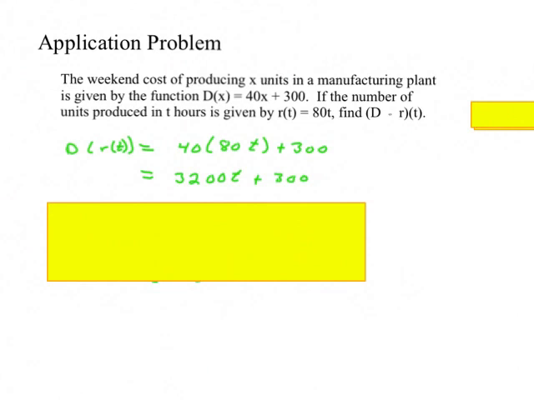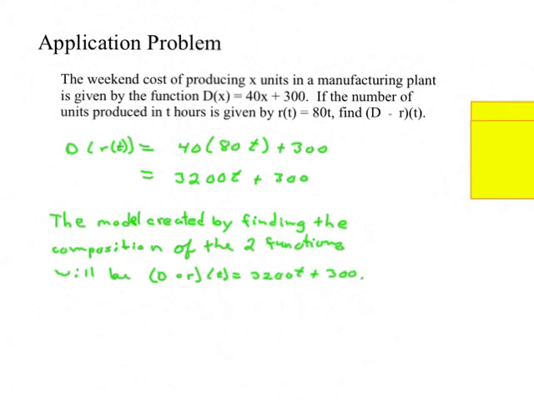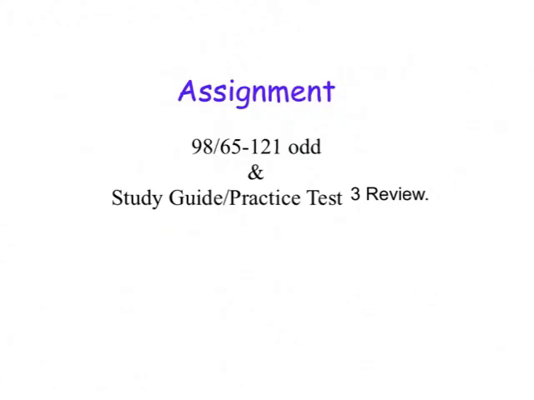Now, from here, what does this mean? What do I need to do from here? Well, the model created by finding the composition of the two functions will be 3200t plus 300. Now, on your test, I may ask you to go a little bit further. I may ask you to evaluate it for a t-value. So be prepared to do that.